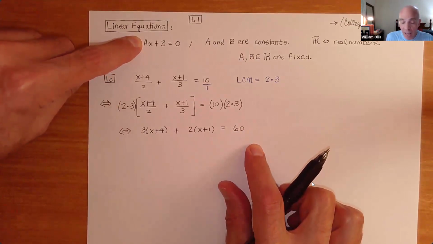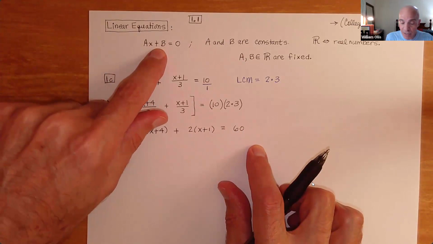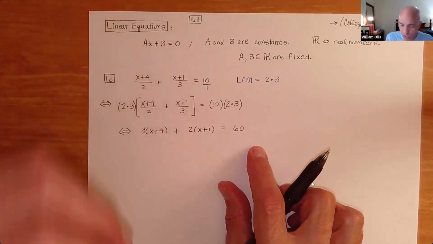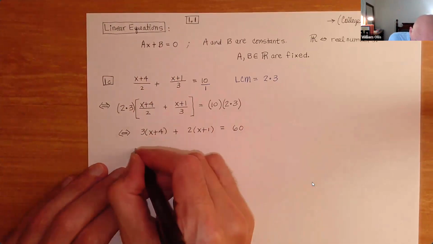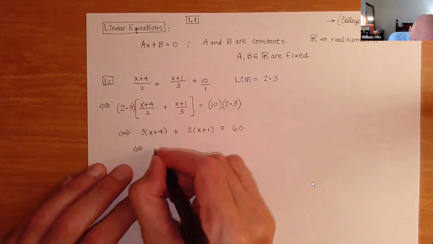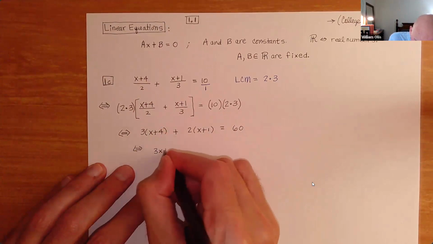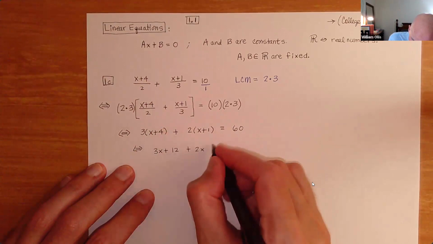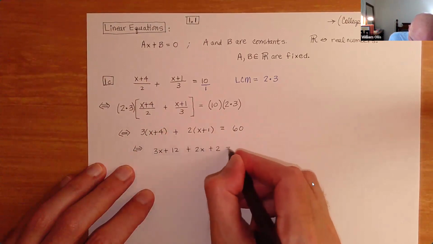So now we just go ahead and multiply and collect terms, with the goal of the original equation up here. And most of us will just decide to move the b over because that makes it easy, since linear equations are so simple. So now equivalently, we have 3x plus 12 plus 2x plus 2 equals 60.